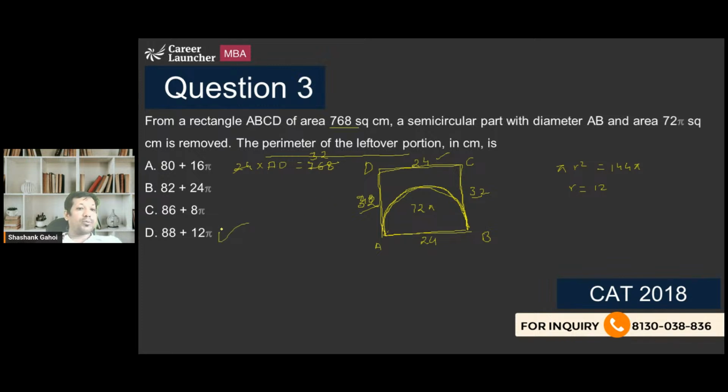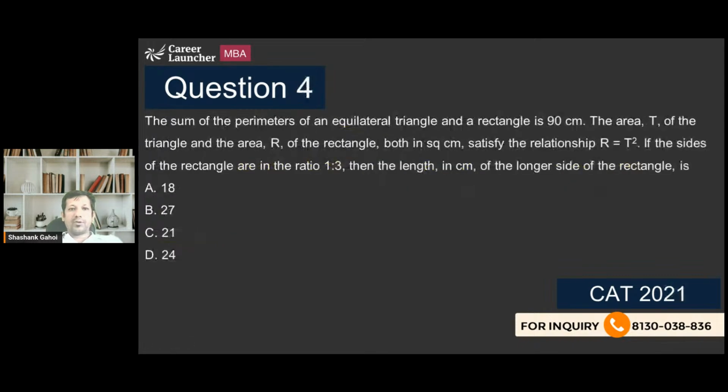That is only option D. I don't need to calculate anything else, because only one option has the value as 88. So directly I can mark the answer as 88 plus 12 pi, because the perimeter of the circular portion should be in pi. So 88 plus some pi. So that is going to be option D. That is 88 plus 12 pi. Now let's move on to the next one.